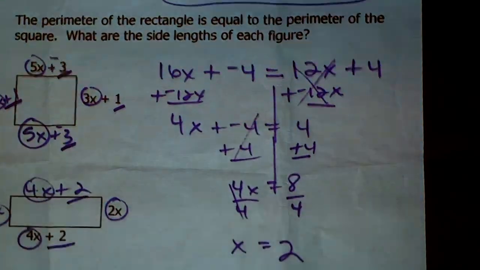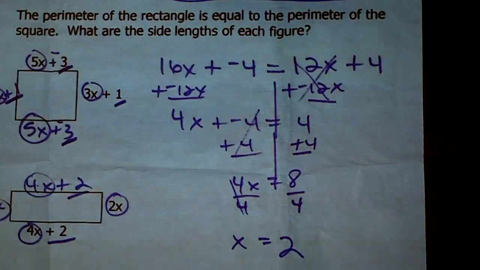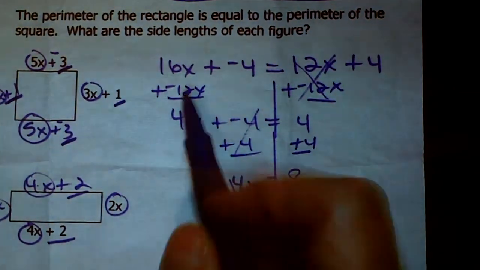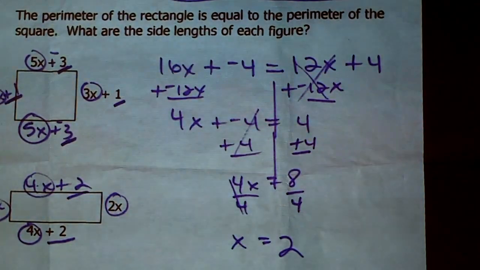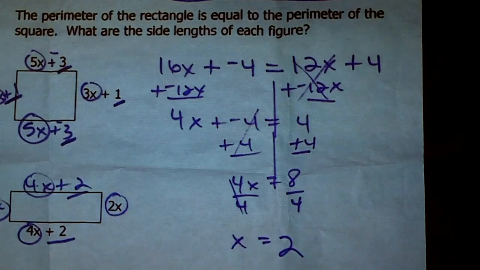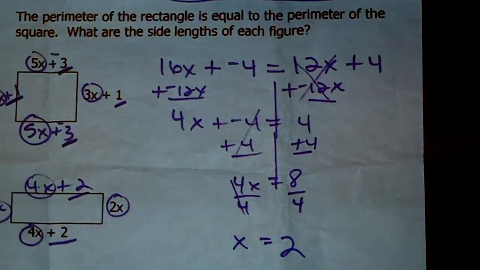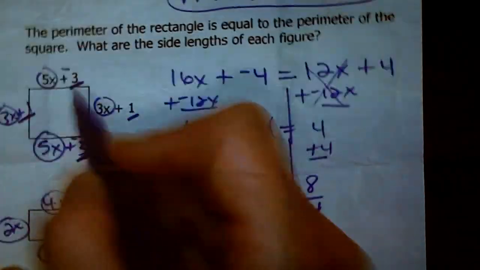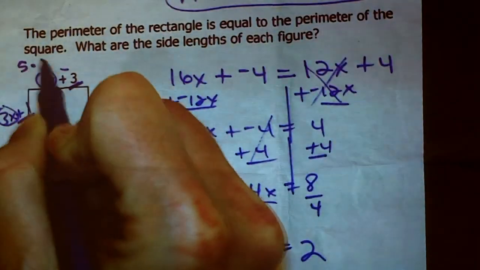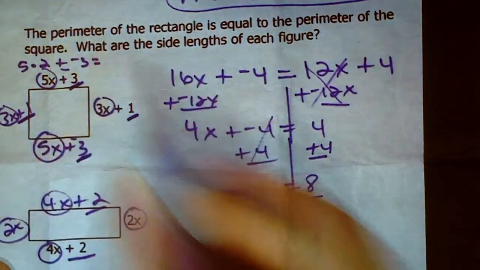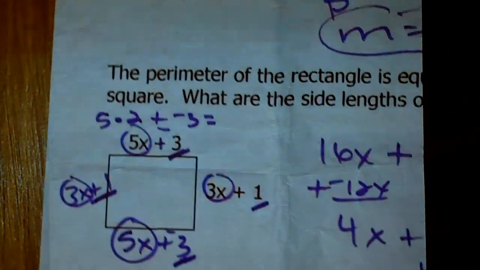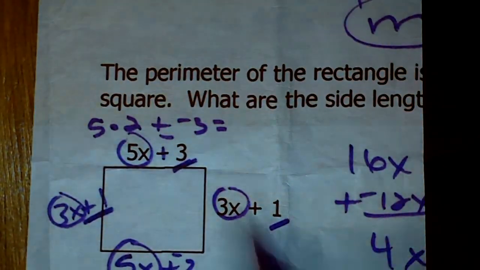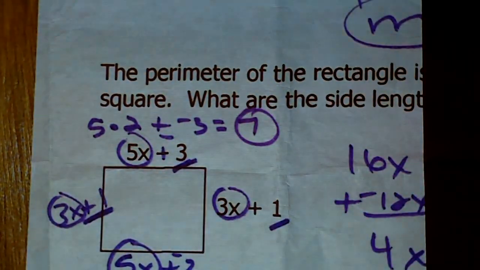I love solving this kind of equation. They're so much fun. I hope you're enjoying yourself too. So we're not actually done, because the question was, what are the side lengths of each figure? So if x equals 2, now I have to figure out the side lengths and plug it in. So if x is 2, then that means this side length is 5 times 2 plus negative 3, which means 10 plus negative 3, which gives me a 7 for that side.